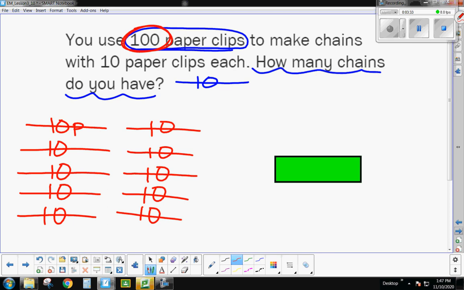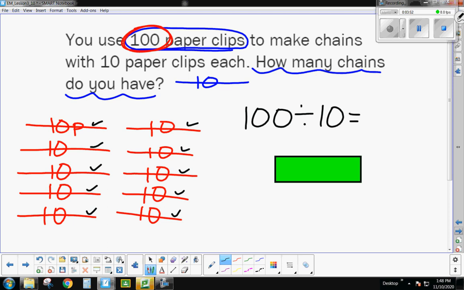So how many chains do I have? I just need to count them. I've got 1, 2, 3, 4, 5, 6, 7, 8, 9, 10. My number model: I had 100 paper clips, and I was dividing them into groups of 10. So how many groups or chains did I make? I made 10. When I label that with my units, I have to remember what I'm looking for. Is it 10 paper clips? It wants to know how many chains I have. So 10 chains.